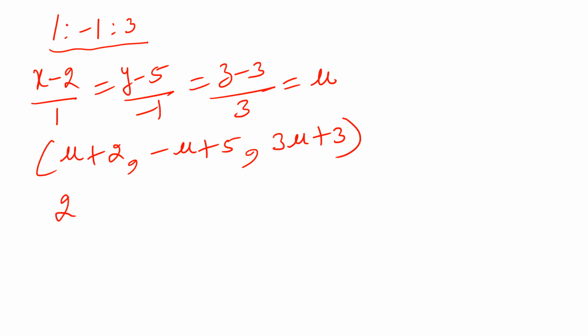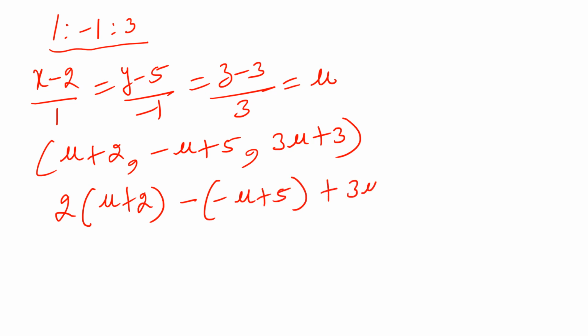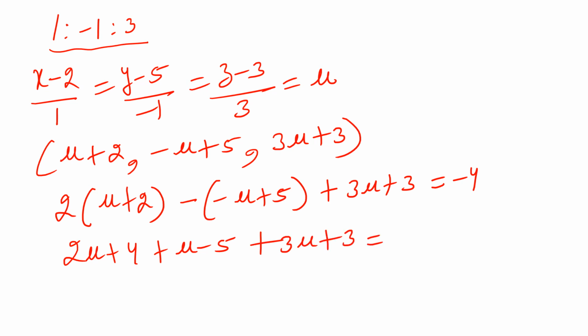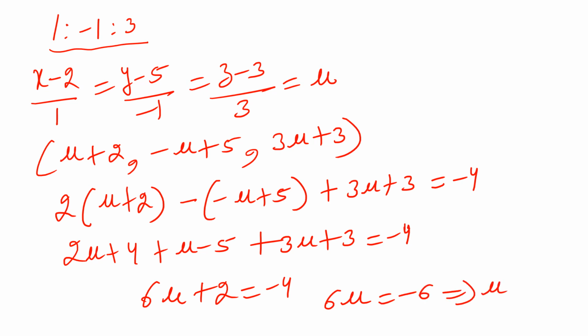So now just do the calculations. It becomes 2 times mu plus 2 minus, inside the bracket we have minus mu plus 5, plus 3 mu plus 3 equal to minus 4. It becomes 2 mu plus 4 plus mu minus 5 plus 3 mu plus 3 equal to minus 4. Right? Now it becomes finally 6 mu, and this is going to be plus 2 equal to minus 4. So from here we get 6 mu equal to minus 6 and mu is just equal to minus 1.